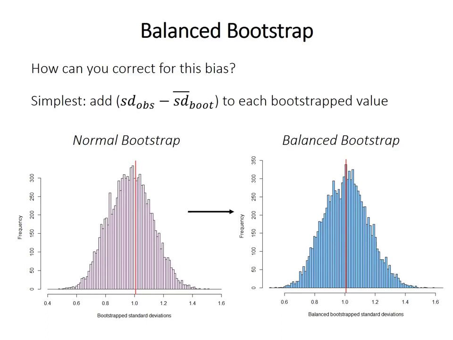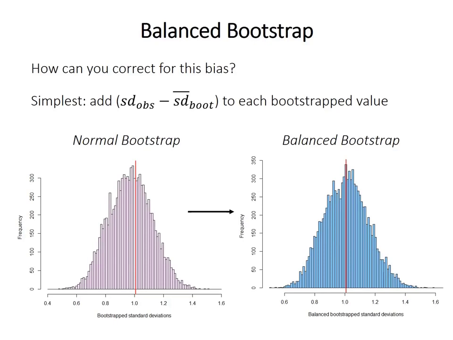And so the process just involves correcting the offset by adjusting each value, so each bootstrapped, say, standard deviation in this case. So for each one, we're going to add the difference between the observed value in our original data and the mean of all of our bootstrapped data. So we're sort of adjusting each value and shifting it so that the mean of our bootstrap data is the same as the actual value in the original data, the observed value.